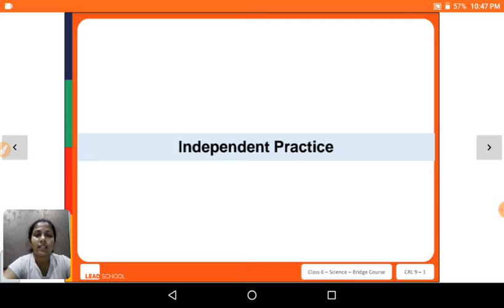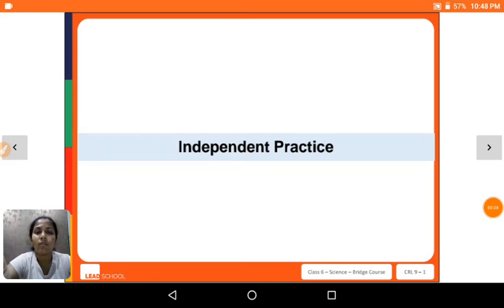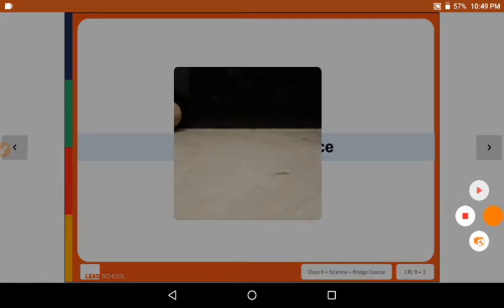In the last class, we learned about measuring, how to measure length, static and moving objects, and the directions of motion: upward, downward, backward, and forward. So now let us see in which ways objects move.